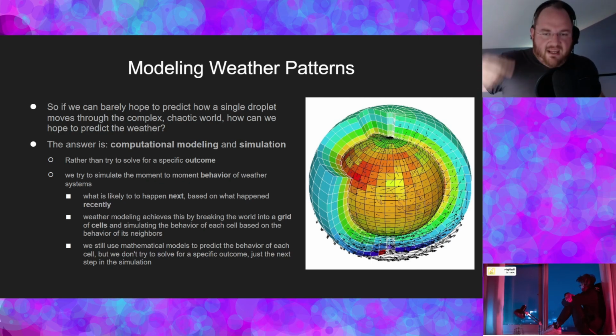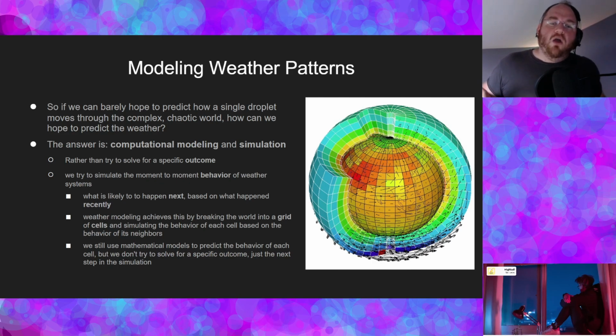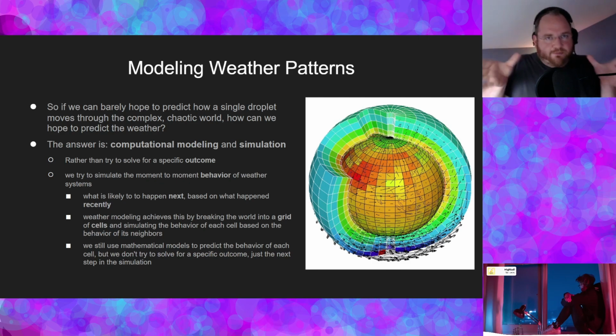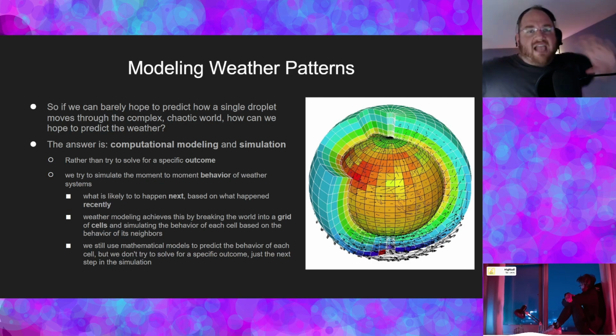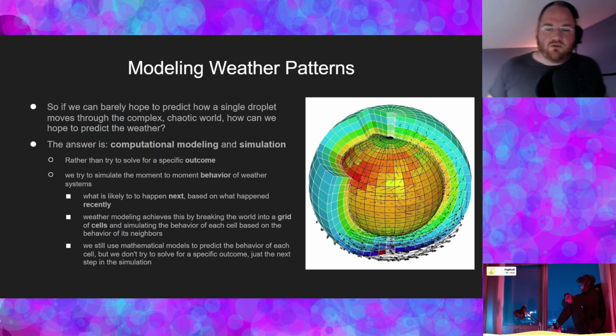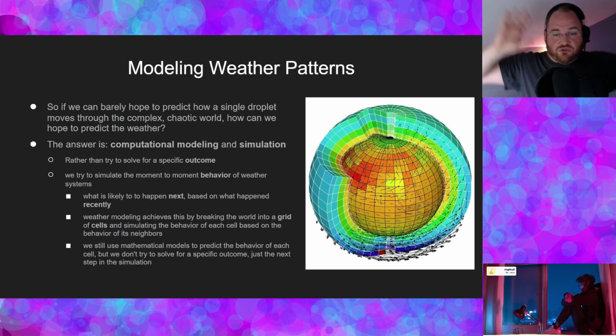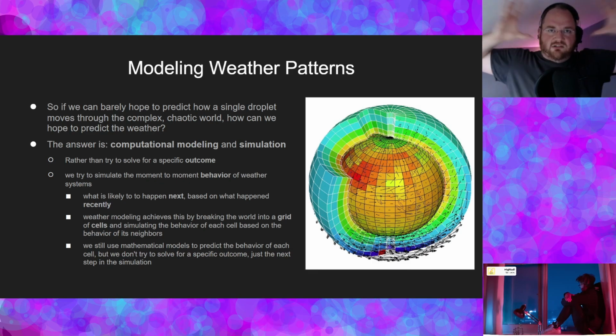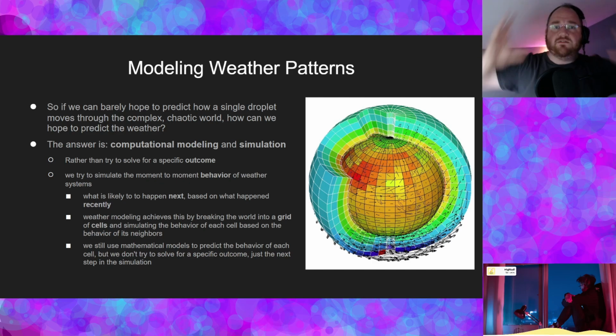instead, we're trying to simulate the moment-to-moment behavior of weather systems, right? So what is likely to happen next based on a whole bunch of principles we understand, which I forgot to include on the slide, and what has happened recently, right? So weather modeling does this by breaking the world into grids of cells. It's like a grid around the Earth and then cells of air pockets through the atmosphere, right?